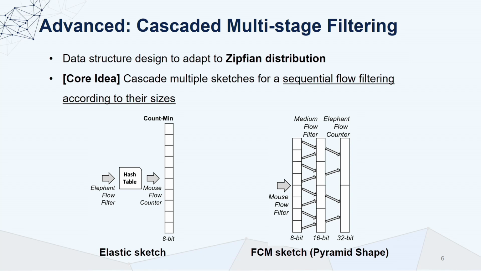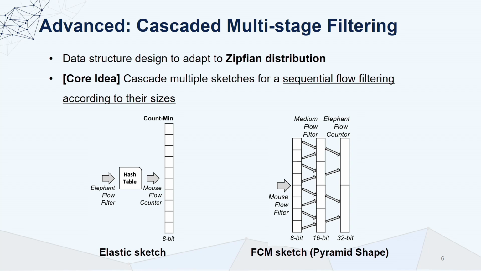To effectively use sketch in network traffic measurement, a skewed data structure has been introduced to accommodate Zipfian distribution of traffic. Elastic sketch and FCM sketch are examples of using the skewed data structure. These methods give smaller counters to a mouse flow filter and larger counters to the elephant flow filter. These are aimed at multi-stage filtering, where multiple sketches are cascaded sequentially to filter flows by size.